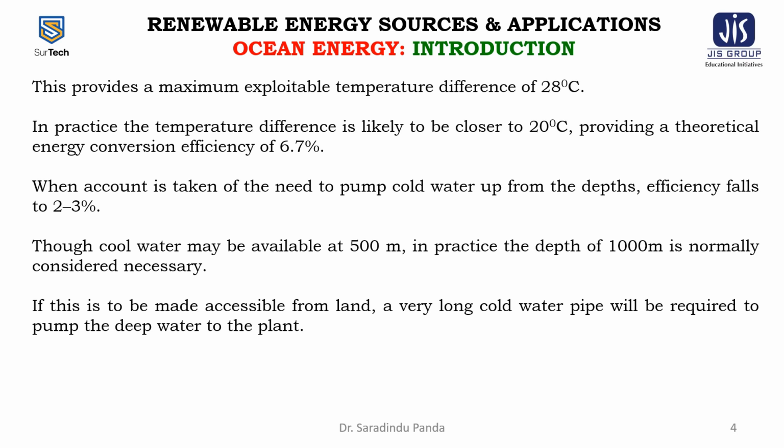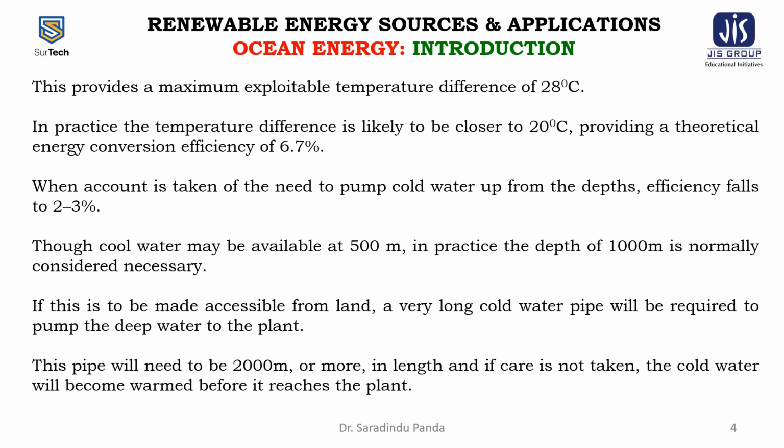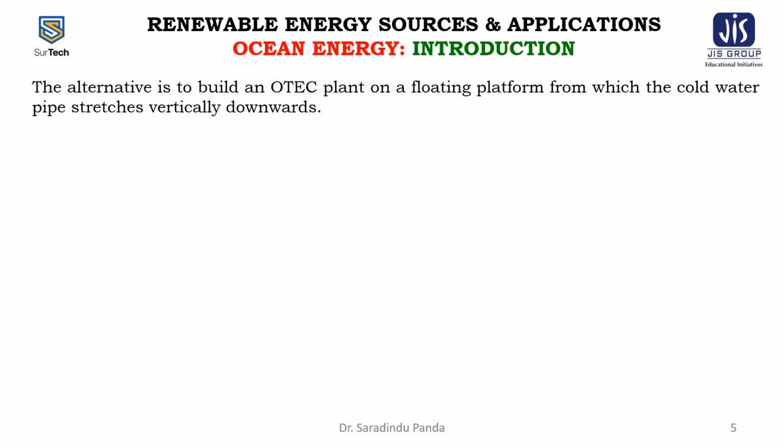To tackle the technical limitations, the OTEC designers use the methods of established industries for energy recovery, for example from large flows of heated discharge from metal refining, power stations, and food industries. This pipe will need to be 2000 meter or more in length, and if care is not taken, the cold water will become warmed before it reaches the plant. The alternative is to build an OTEC plant on a floating platform from which the cold water pipe stretches vertically downwards.